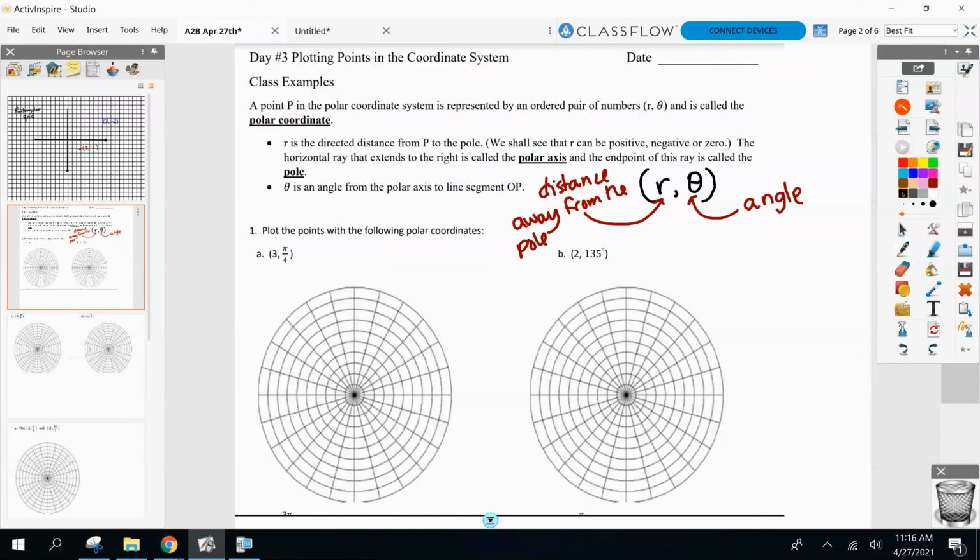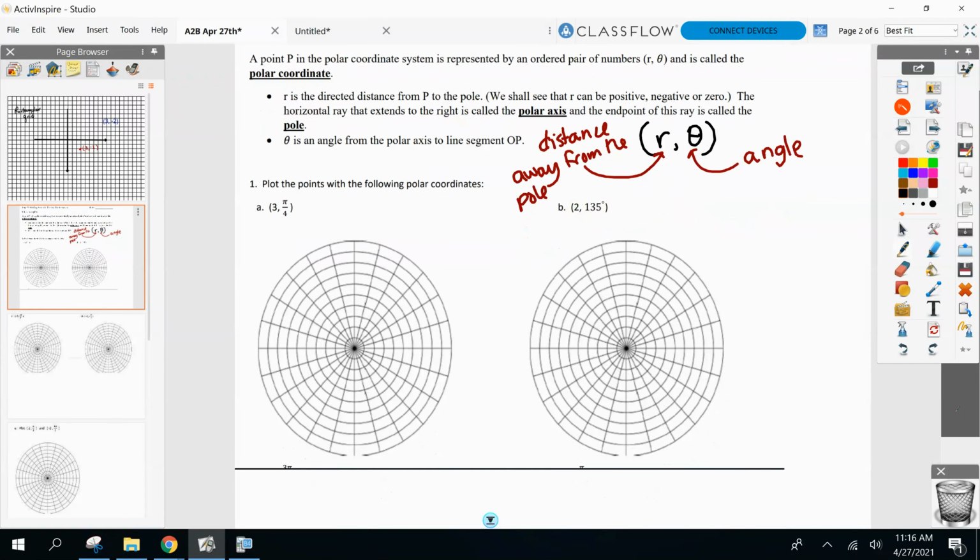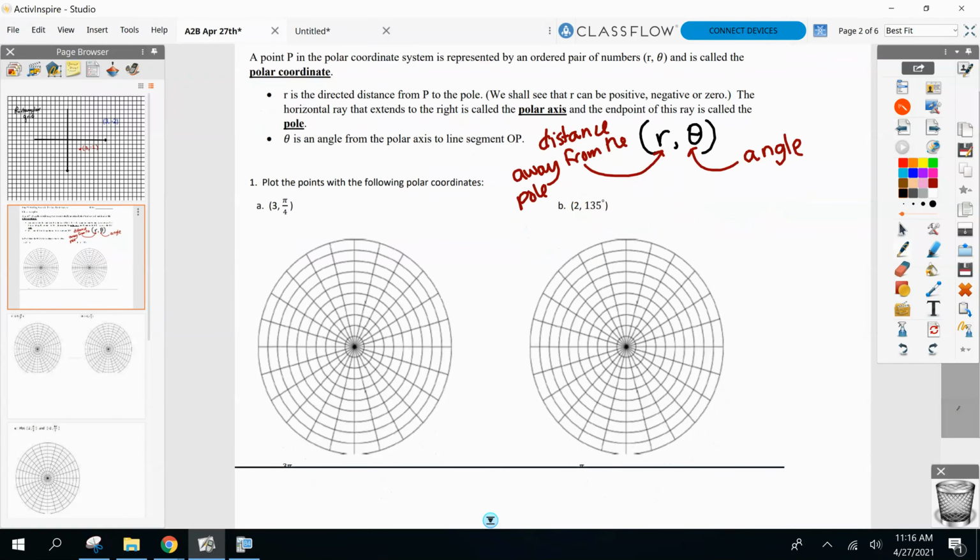You ready to graph your first point on the polar grid? (3, pi over 4). So the first thing I need your help with is, where's pi over 4?